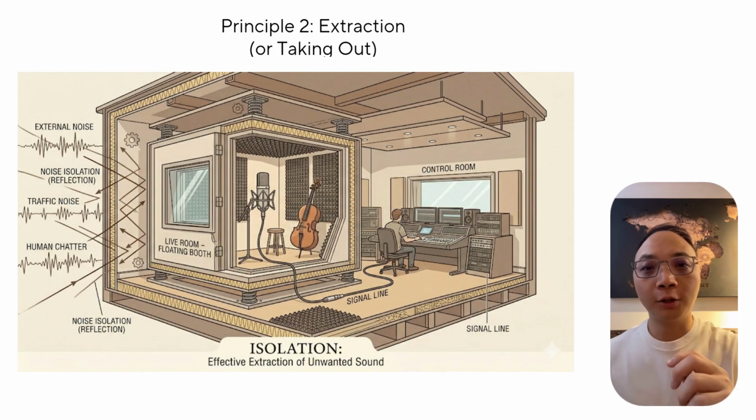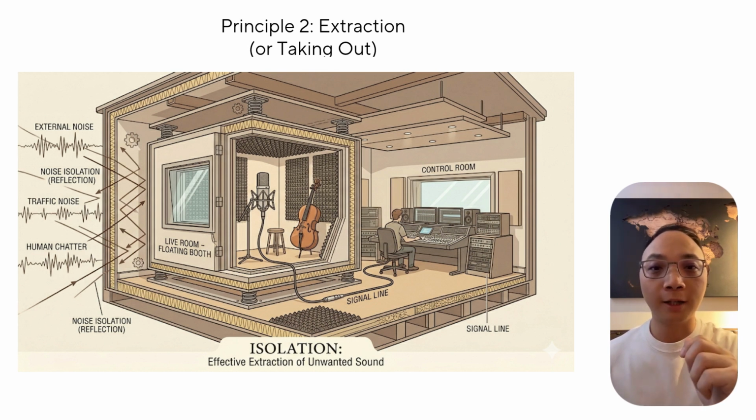Principle 2. Extraction, or taking out. This principle focuses on pulling something out. It essentially works in two ways. Remove the unnecessary, distracting, or hazardous parts from a system. Extract only the most essential and core functions that you actually need.